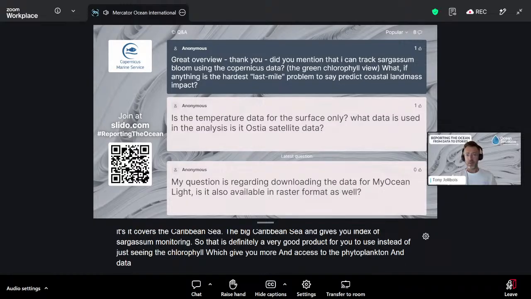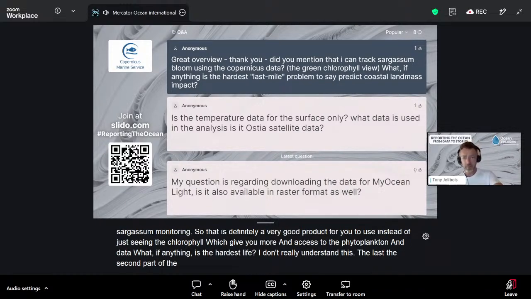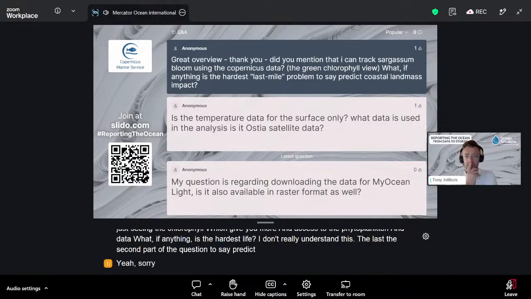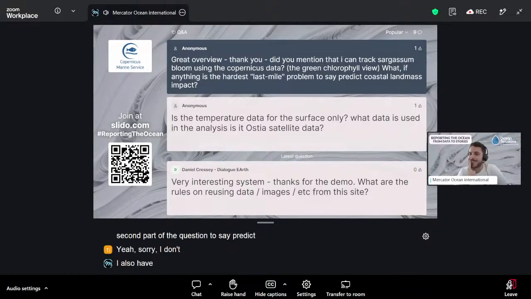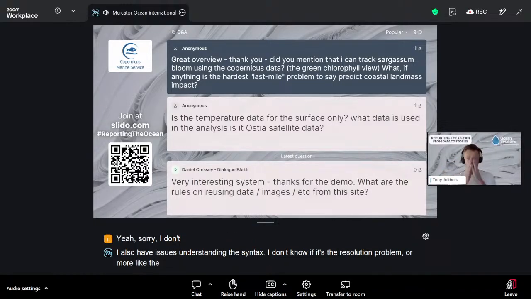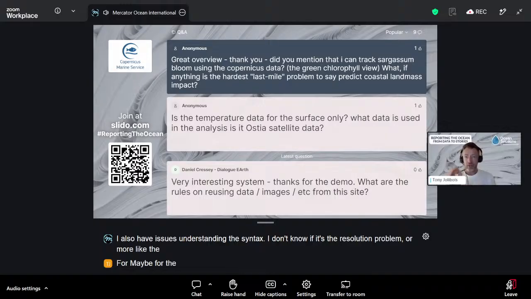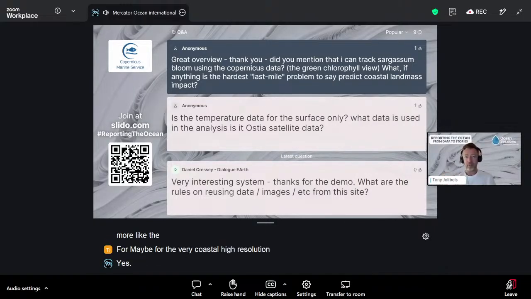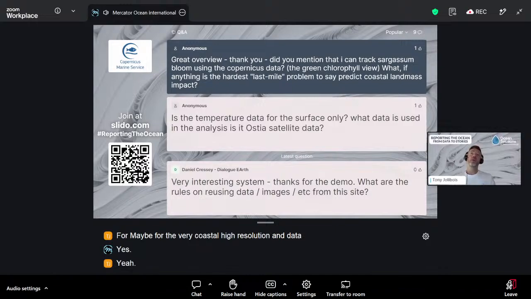What, if anything, is the hardest last mile problem? I don't really understand the second part of the question, to say predict. Sorry, I also have issues understanding the syntax. I don't know if it's the resolution problem, maybe for the very coastal high resolution data. Yeah. Okay. How can I answer this?